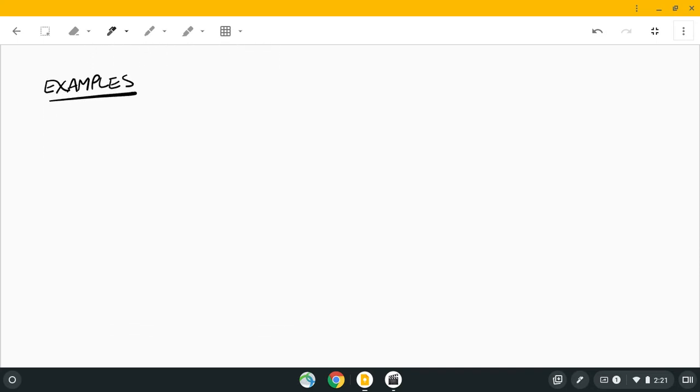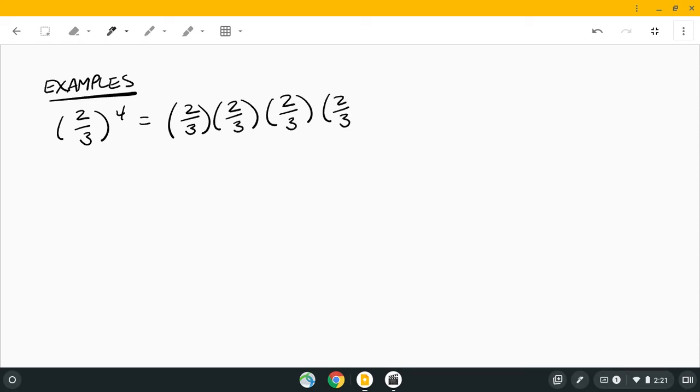So you might have 2/3 to the fourth power. So again, that means 2/3 repeated multiplication. So we have this here, and this would equal 16. 2 times 2 is 4, times 2 is 8, times 2 is 16, over 81. 3 times 3 is 9, times 3 is 27, times 3 is 81. Okay. And then we have these two here.